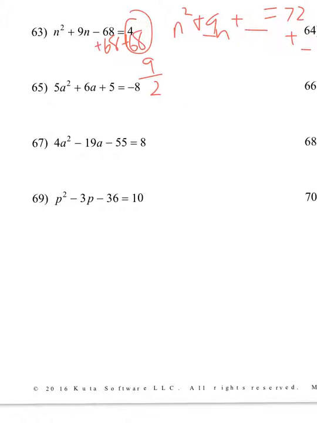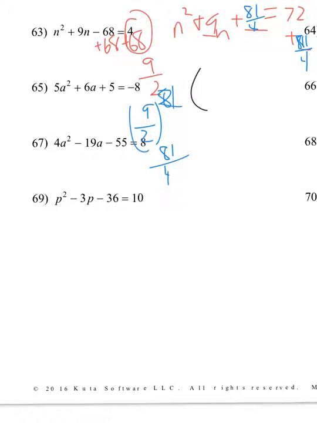I would suggest not writing it as a decimal, so I'm going to take half of 9, which is 9 halves, and I'm going to square 9 halves. Now, if you square a fraction, you square the top and you square the bottom. You get 81 over 4. You square the 9, you square the 2. So we're going to add 81 fourths to both sides.